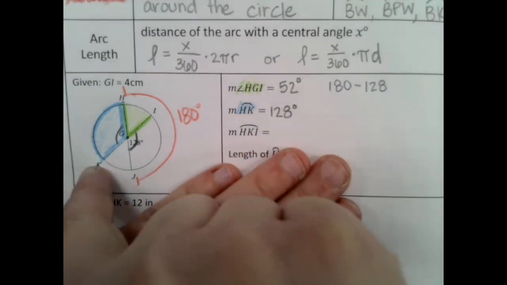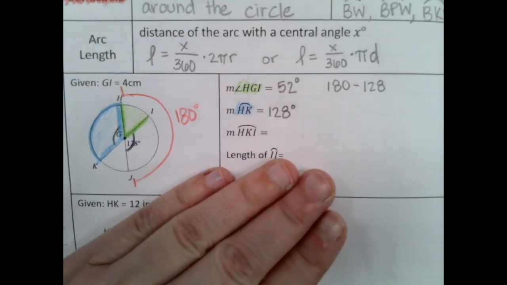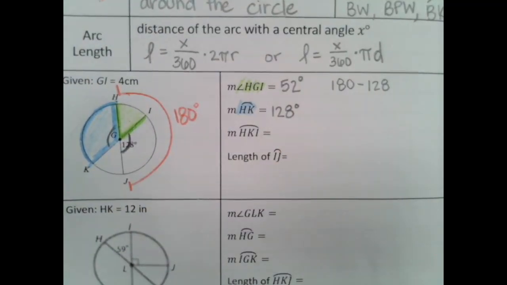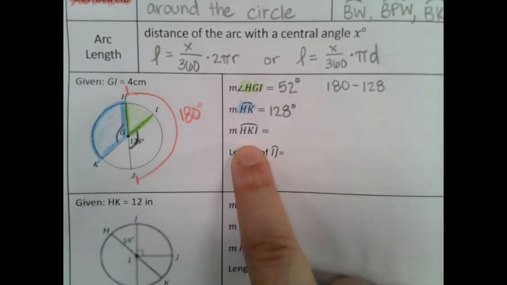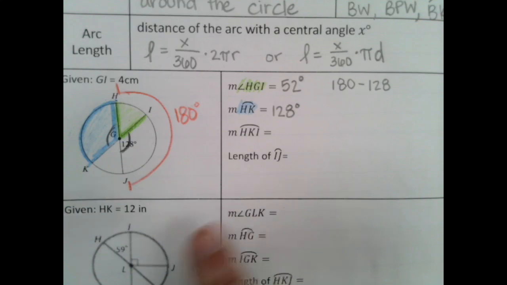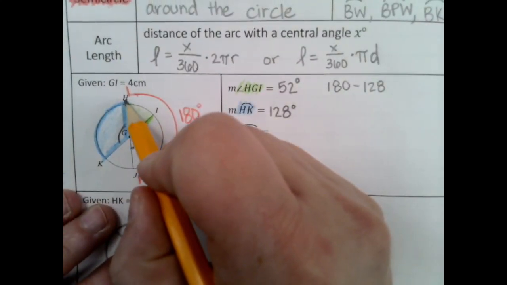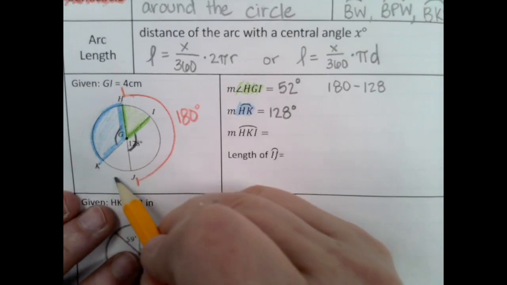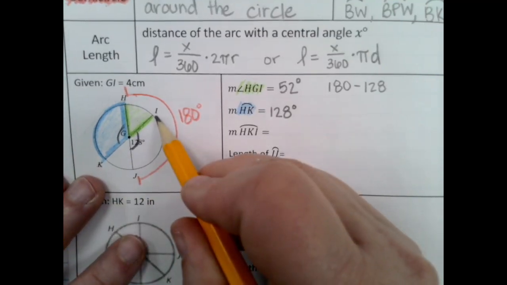It's just if it's a straight line going through the middle, if it cuts it in half. But it has to be a straight line going through the middle. All right, HKI. I'm losing you guys. Come on. Here we go. H to K to I. So I'm going to start at H, going down to K, and I'm ending up at I.